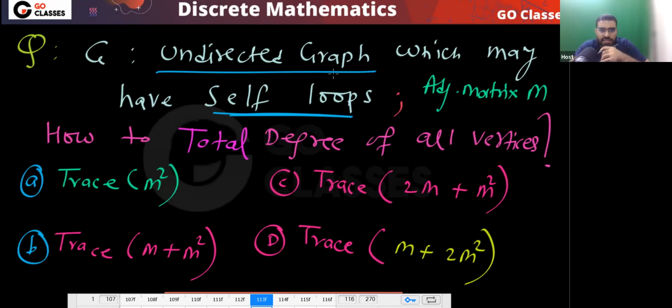So you have an undirected graph which may have self loops. The adjacency matrix is M. Then what is the total degree of all the vertices? Total degree I want, the total degree of all the vertices. What is that?